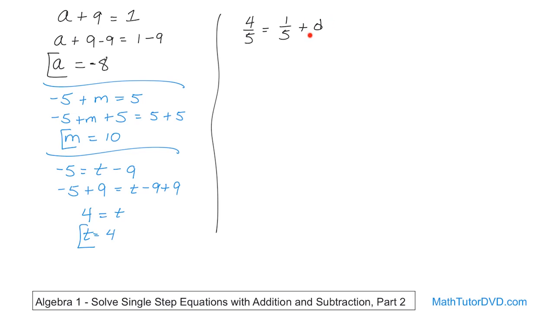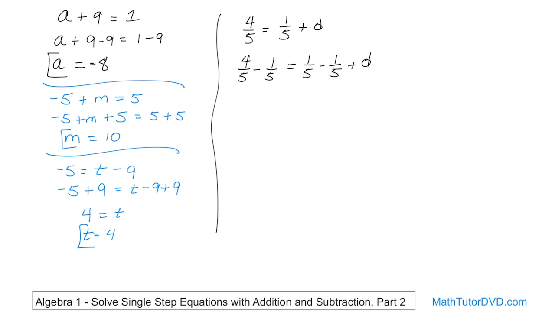So here on the right I have a variable. I want to get him all by himself, and I have 1/5, which is positive 1/5. How do I get rid of that? Opposite of plus or addition is subtraction. So because I have a positive 1/5 here, how am I going to get rid of that? It's going to be a negative 1/5. So I'm going to subtract 1/5 from both sides. So 4/5 minus 1/5 on the left. Remember, I can do anything I want as long as I do it to both sides. All I have done here is I've subtracted 1/5 from the left and I've subtracted 1/5 from the right.